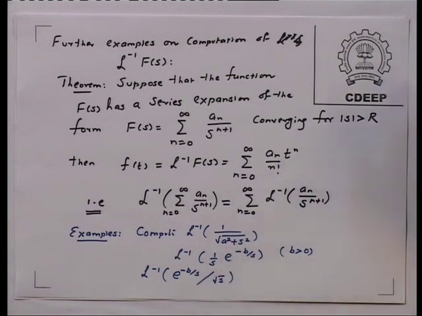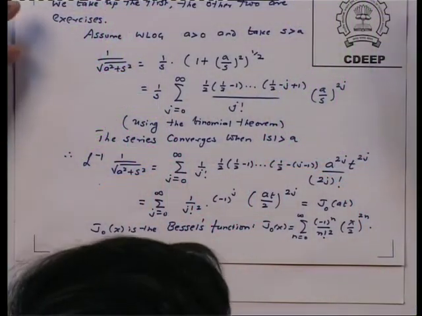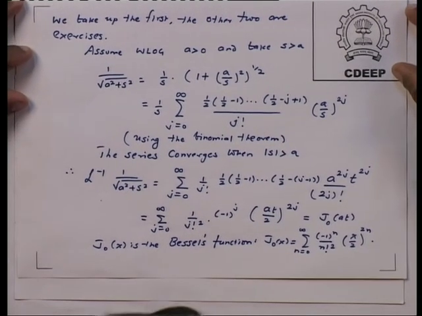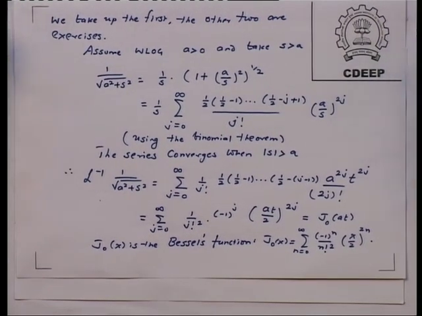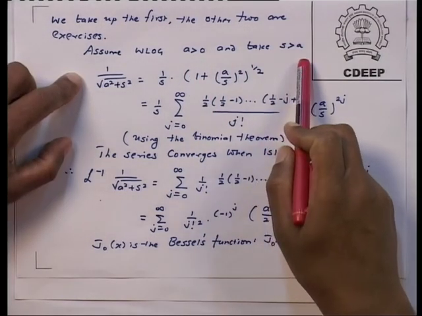And the first one we shall take up over here to illustrate. Okay, let us go to the first one. The first example: assume without loss of generality that a is a positive real number and s is bigger than a.